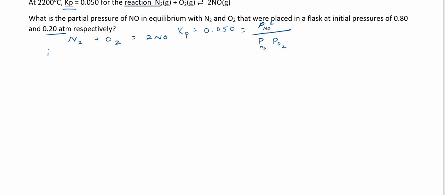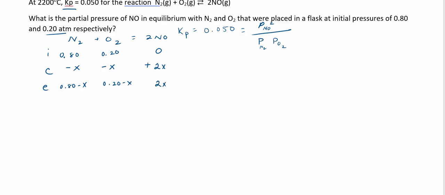Now initially, let's just write this real quick. Initially, we were told we have a pressure of 0.80 atmospheres for nitrogen and 0.20 atmospheres for oxygen. That's what respectively means. We're going to go first, then second. Now we're going to change some amount. We don't have any NO initially. Because we don't have any NO initially, I know I must be adding to the product side. So I'm taking away from my reactants. So at equilibrium, the pressure of N2 is going to be 0.80 minus x. O2 is going to be 0.20 minus x, where NO is going to be 2x.